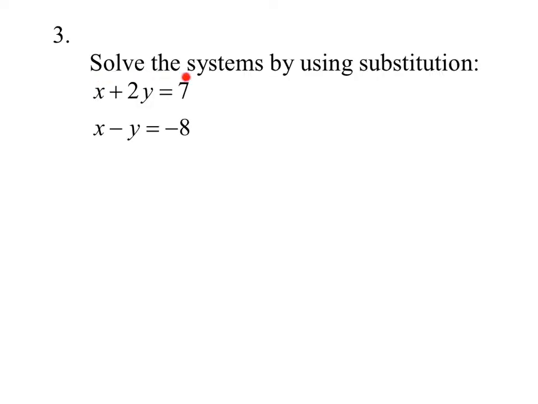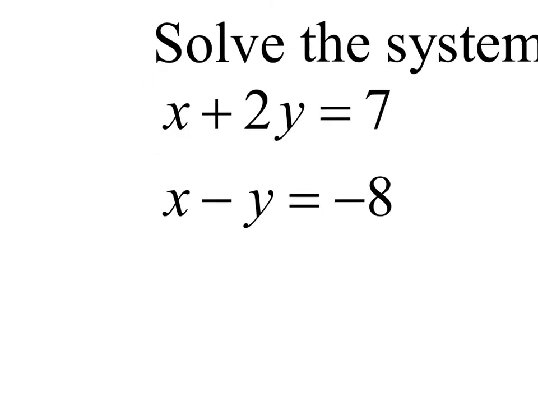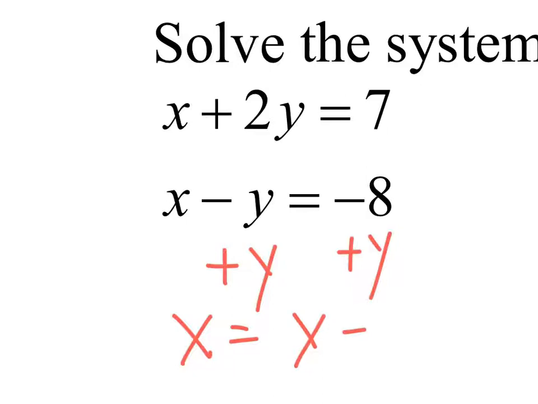Question number 3 wants us to solve the system by using substitution. That's going to be critical as we approach this problem. Let's take a look at these two linear equations. We need to determine how we're going to proceed. What makes the most sense is to figure out what the value of x is and then plug that into this linear equation. So what is x equal to? If we add y to both sides, x is going to be equal to y minus 8. Great, so now we know the value of x.